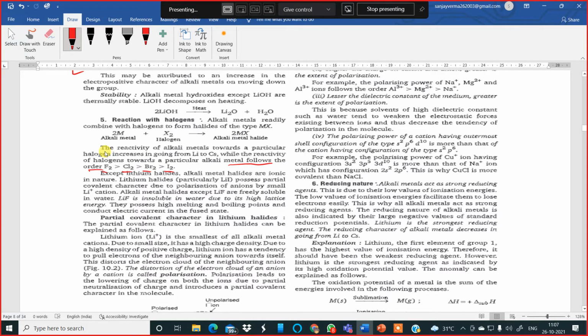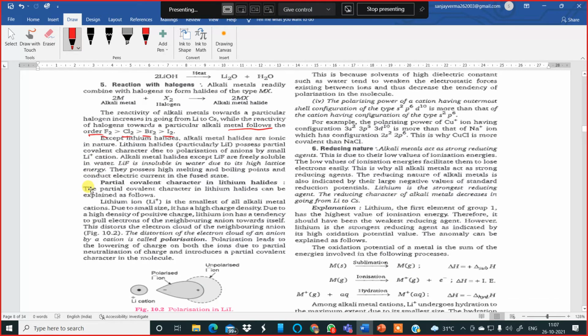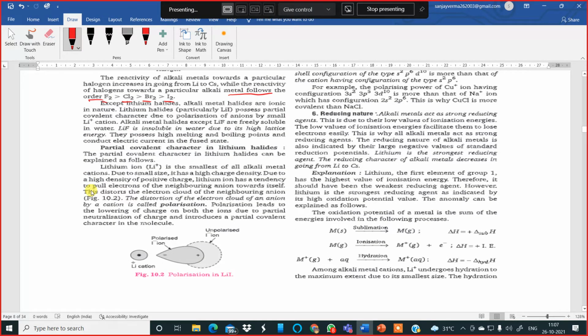Then coming to the explanation for this: except lithium halides, alkali metal halides are ionic in nature, but lithium halide shows covalent nature. Lithium halides, particularly lithium iodide, possess partially covalent character due to polarization of anions by the small lithium ion. Alkali metal halides except lithium fluoride are freely soluble in water. Lithium fluoride is insoluble in water due to the high lattice energy. They possess high melting point and boiling point and conduct electric current in the fused state only.